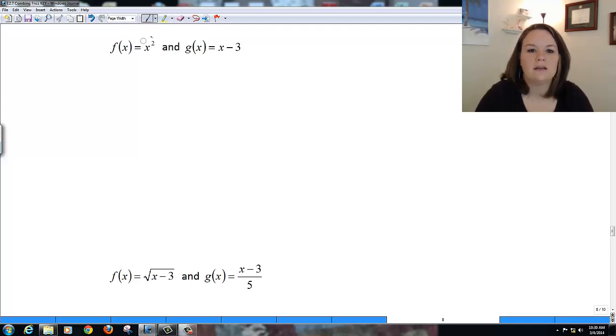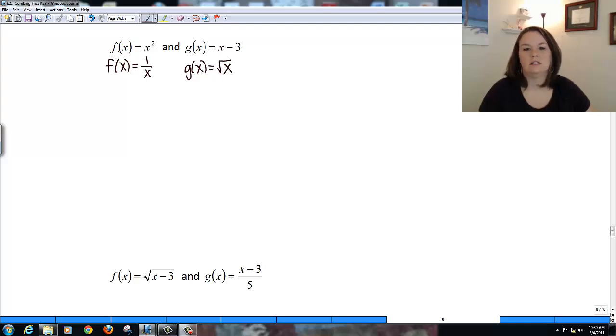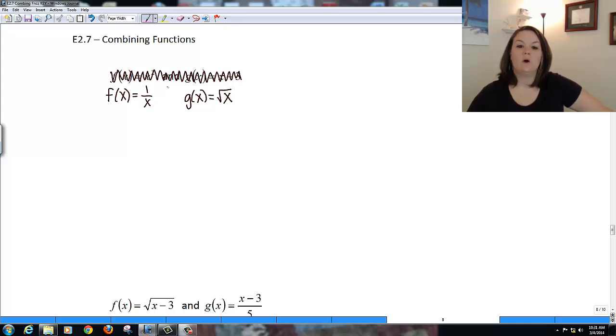I'm going to make f of x, let's do f of x is equal to 1 over x. And let's do g of x is equal to the square root of x. Okay, so mark these out. Okay, so first thing we want to identify is what is the domain of each of these functions.